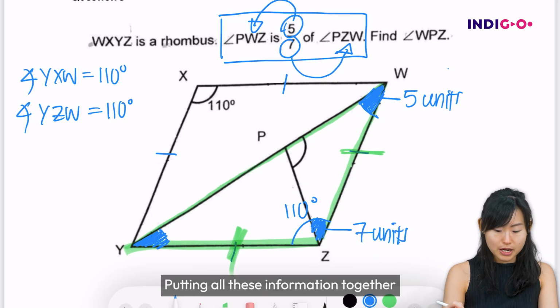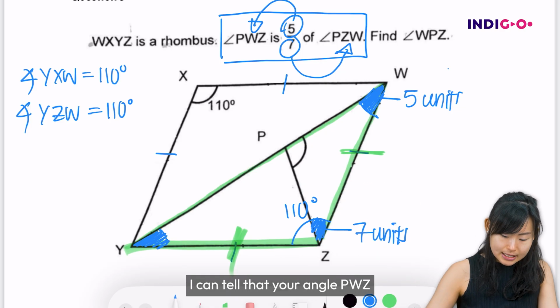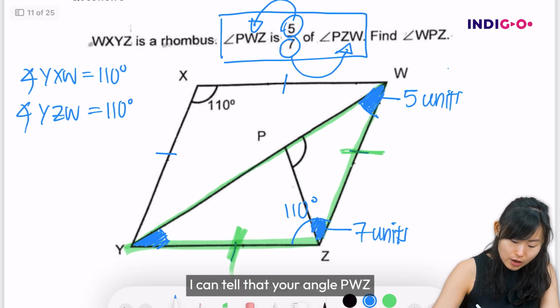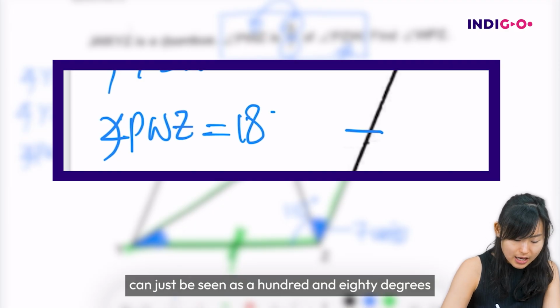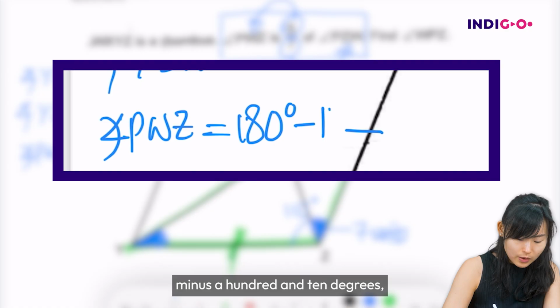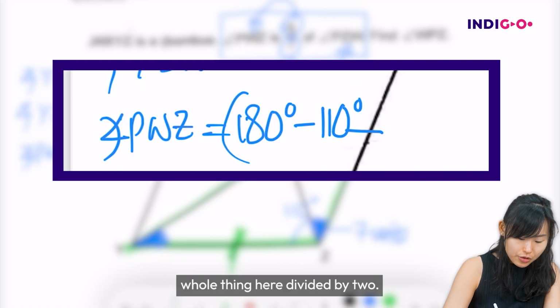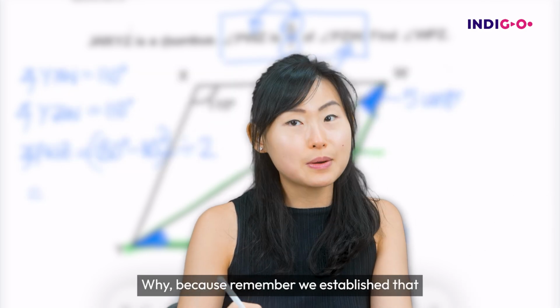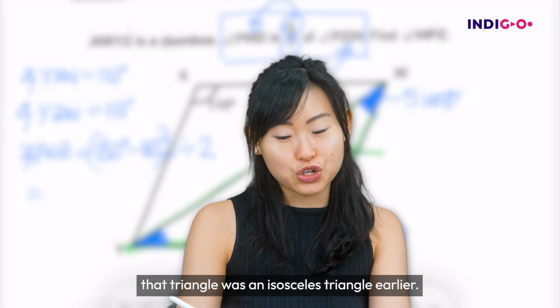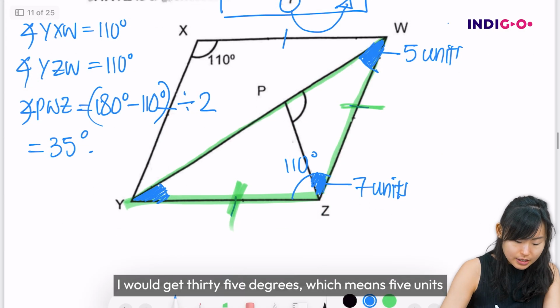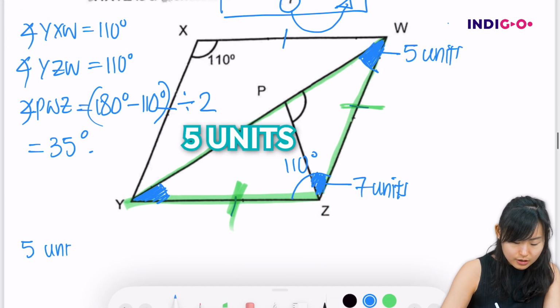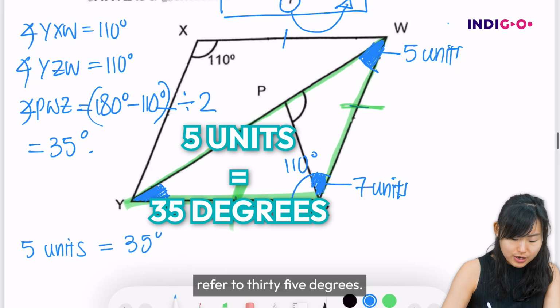Putting all this information together, I can tell that the angle PWZ can just be seen as 180 degrees minus 110 degrees, whole thing here divided by 2. Why? Because remember, we established that that triangle was an isosceles triangle earlier. I would get 35 degrees, which means 5 units refer to 35 degrees.